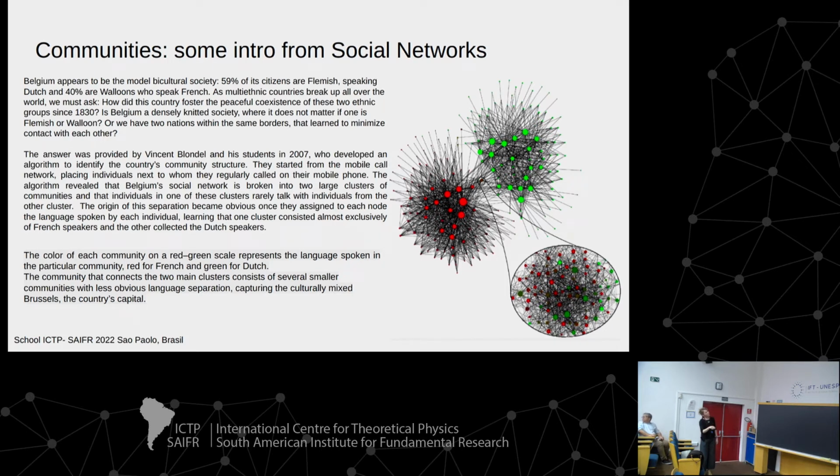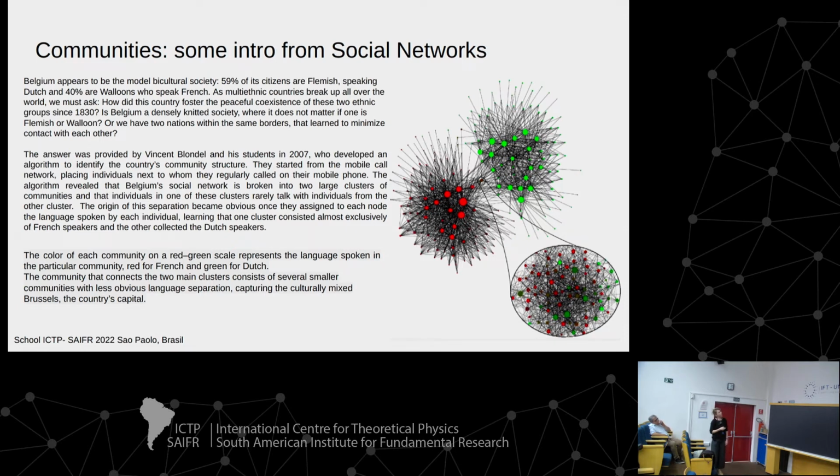So as multi-ethnic countries break up all over the world, everyone is asking, how did this country foster peaceful coexistence? You tell me, is it true they are peaceful? No, but we take it as a fact. Since 1830, is Belgium a densely knitted society where it doesn't matter if one is Flemish or Walloon? So we're asking that, yeah?